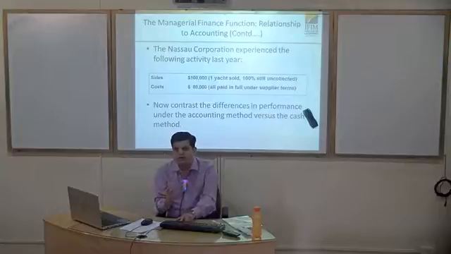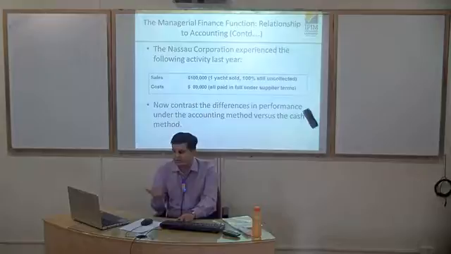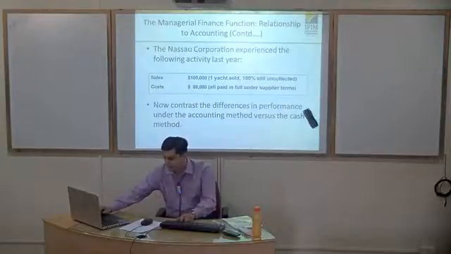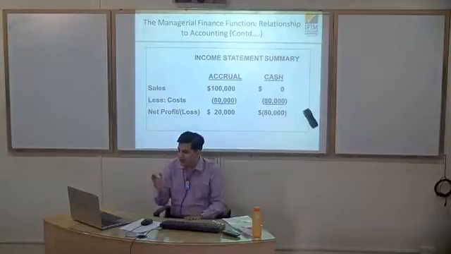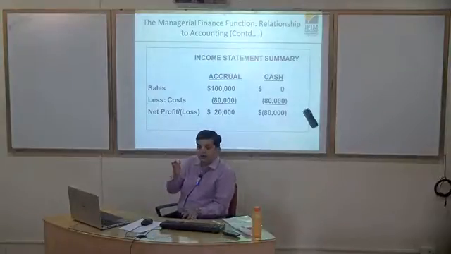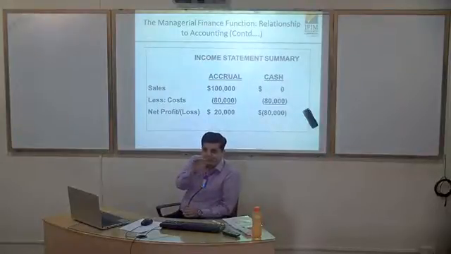How do I look at it in an accounting fashion and a finance fashion? That's the difference we are trying to make out now: the contrast in performance under accounting. Then we move on to accrual and cash. We have the income statement summary. Under accrual, it says we have received $100,000 as part of the sale. So we say sales $1 lakh, $100,000.